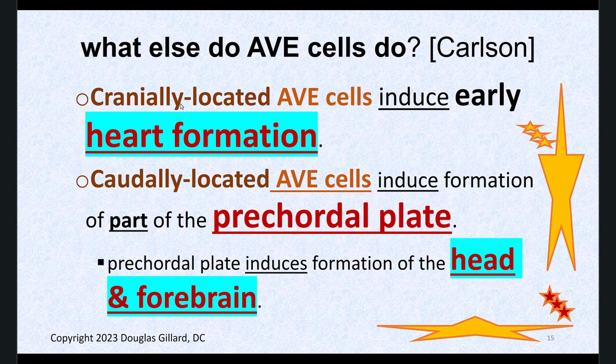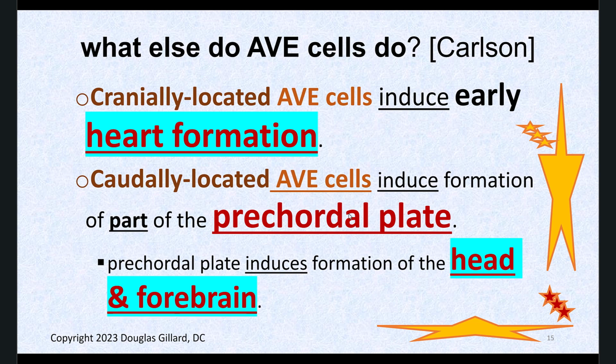All right, so what else do AVE cells do, as I mentioned? Besides inhibit primitive streak formation in the wrong place, they induce the formation of the early heart. So instrumental in forming the early part of heart development. We usually, I don't know if we'll make it that far. Sometimes we do, sometimes we don't. But yeah, so that's one thing it does.